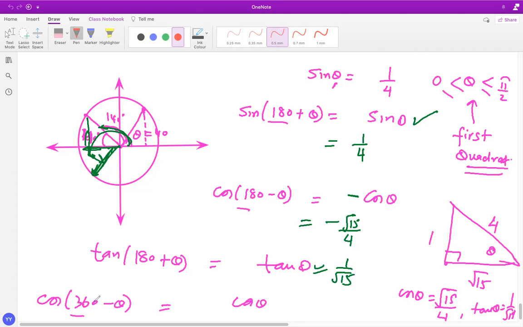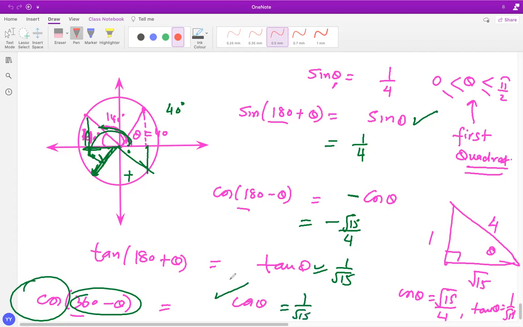Now if I've got cos of 360 minus theta, let's say I have theta as 40 degrees in my mind, 360 minus 40 is 320, which is in quadrant number 4. In quadrant number 4, the base angle is still the same, which is why it is going to be cos theta. But will it be positive or negative? In the fourth quadrant, cos is positive. So that's why it is positive cos theta, and hence the answer is 1/root 15.